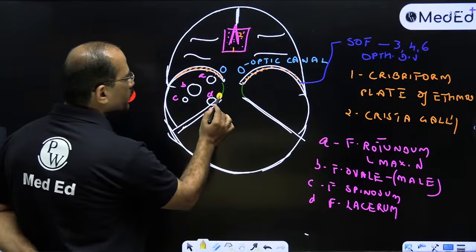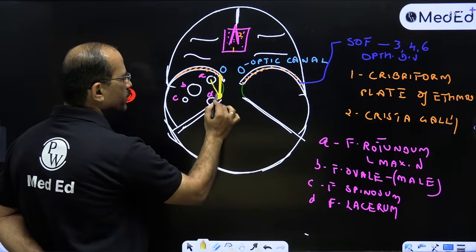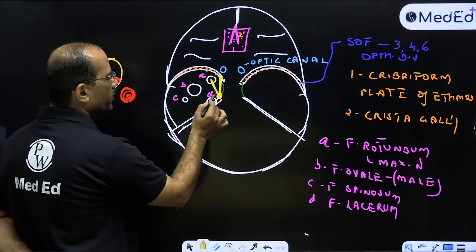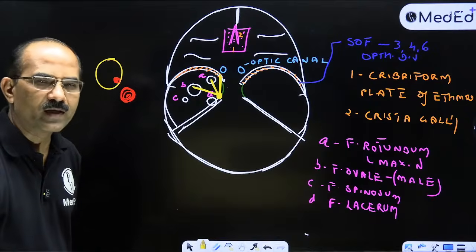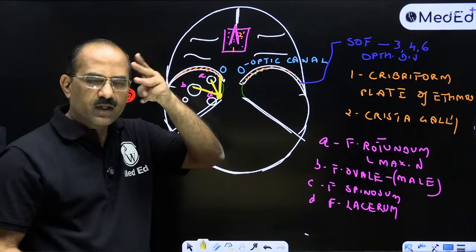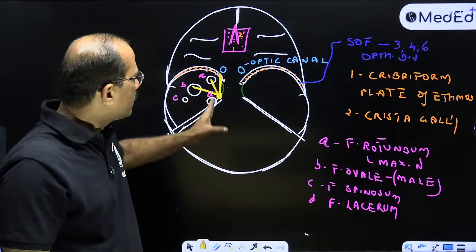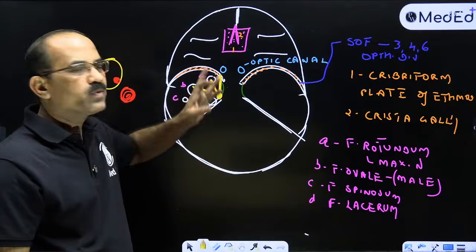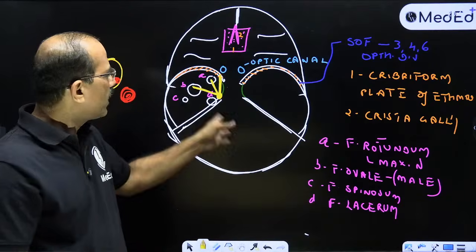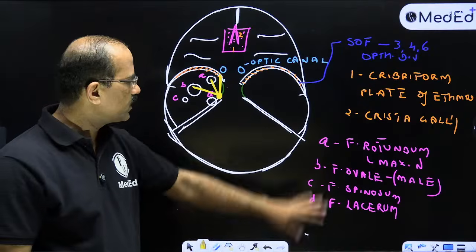So ophthalmic division goes where? Superior orbital fissure. Maxillary division leaves the skull through foramen rotundum, and mandibular division goes through foramen ovale. ठीक है. ये trigeminal ganglion की 3 main branches होती हैं: ophthalmic, maxillary, mandibular. Ophthalmic division passes through superior orbital fissure. Maxillary passes through foramen rotundum. Mandibular passes through foramen ovale. ठीक है बच्चों, क्लियर है?